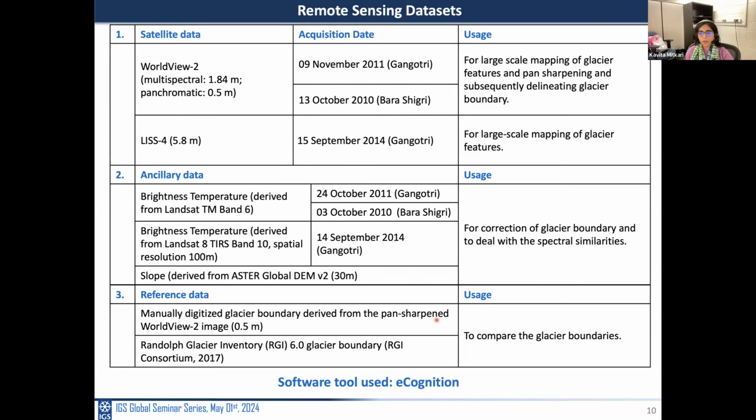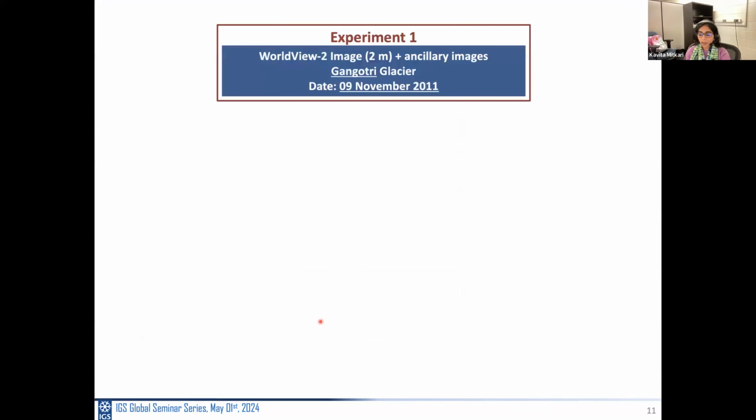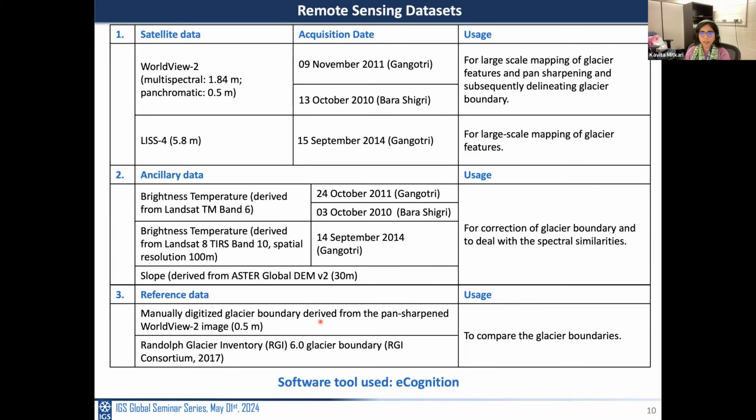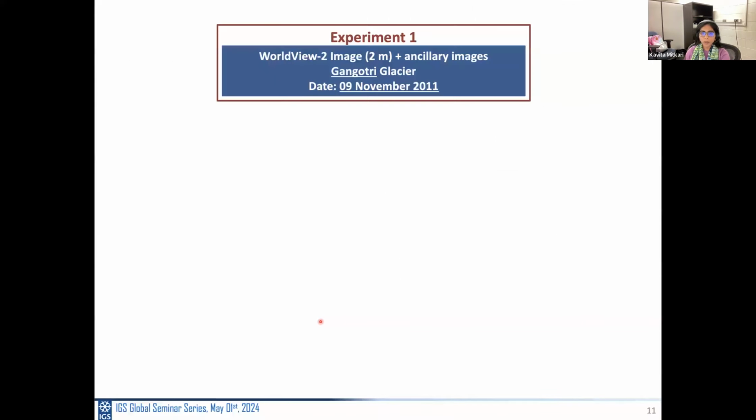So it is a very common practice in glacier mapping to compare the glacier boundaries with the Randolph Glacier Inventory. So apart from the Randolph Glacier Inventory, I've also manually digitized the glacier boundary using the pan-sharpened very high resolution WorldView-2 image of 0.5 meters. So this forms my reference data. The software tool I have used for designing the OBIA methodology is Trimble's eCognition software.